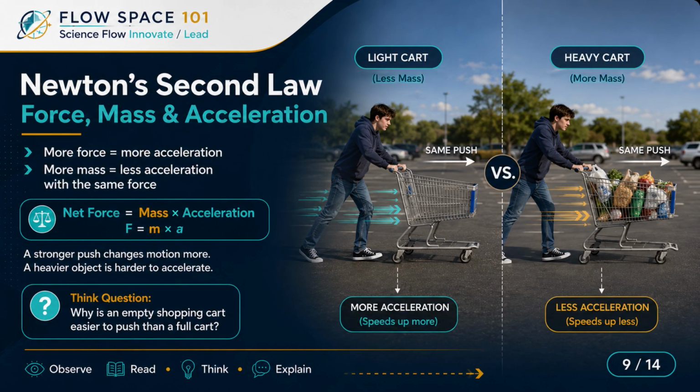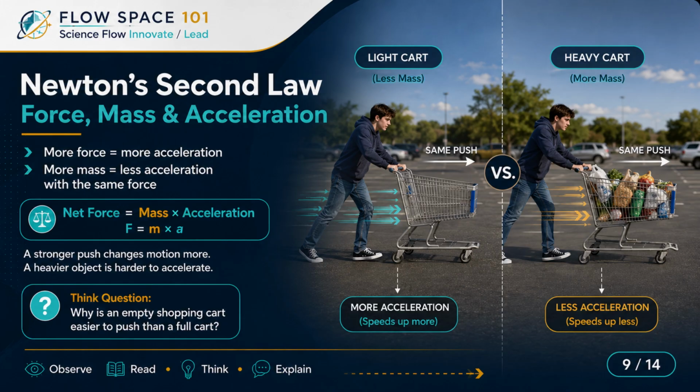Newton's second law connects force, mass, and acceleration. The relationship can be written as net force equals mass times acceleration. A stronger net force produces more acceleration. For example, when you push a shopping cart harder, its speed changes more quickly.